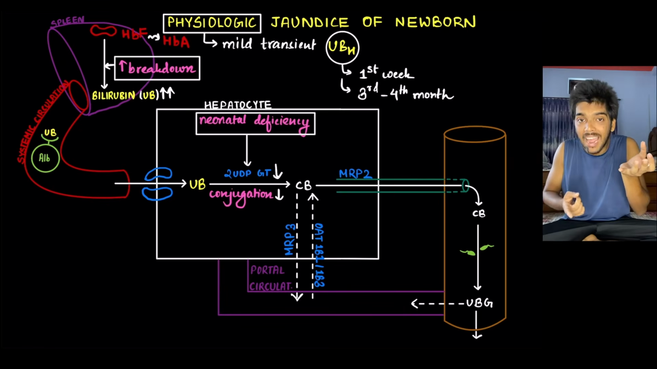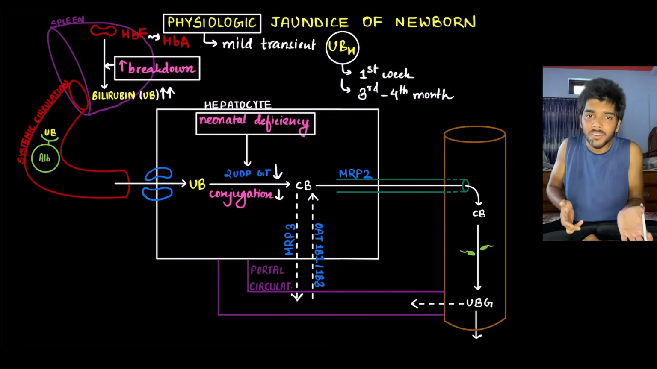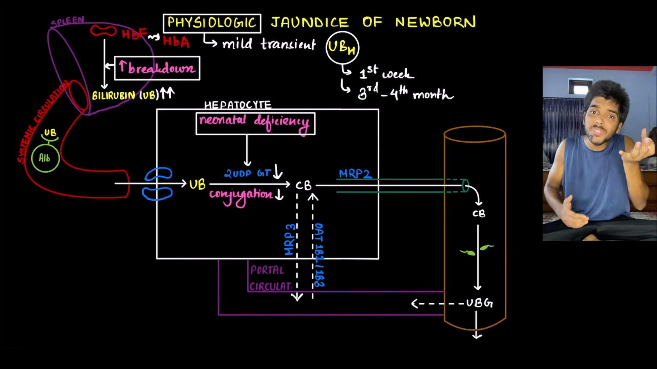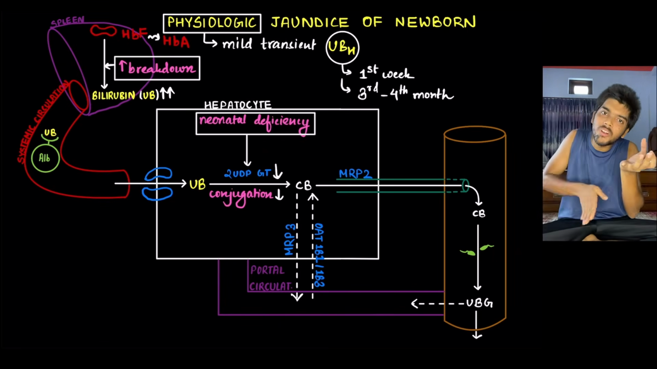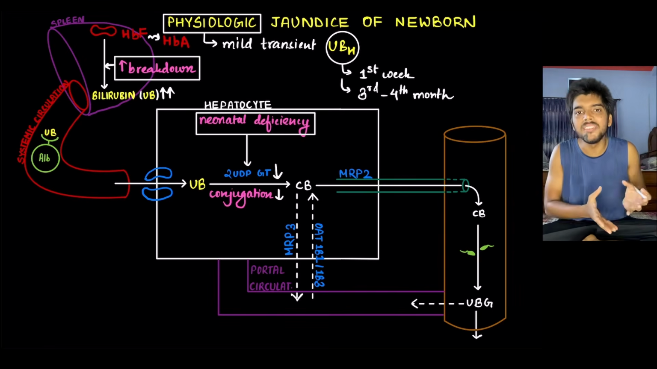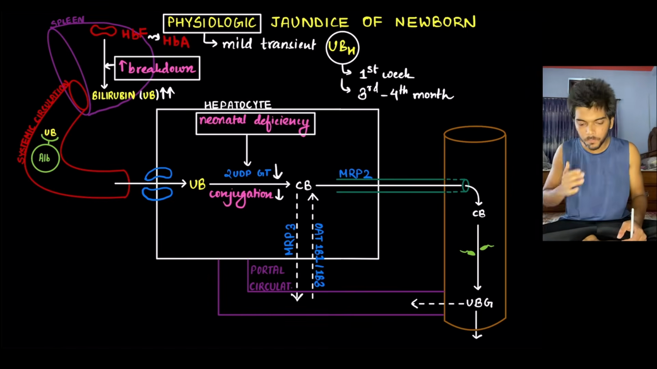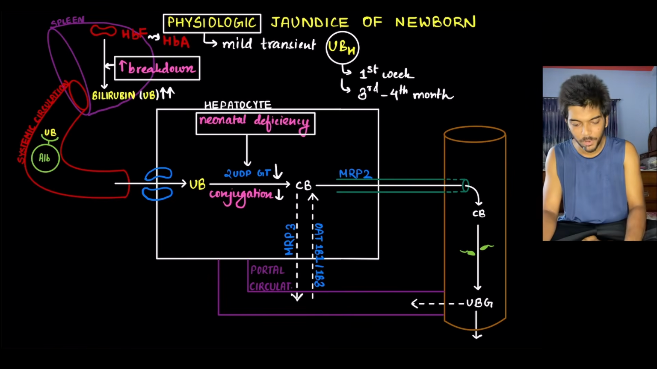On the other hand, unconjugated bilirubin is not getting conjugated. It is being produced in excess, and it is also not being conjugated. So where will all of it go? It will accumulate in the blood, resulting in unconjugated hyperbilirubinemia. So that's physiologic jaundice of newborn.